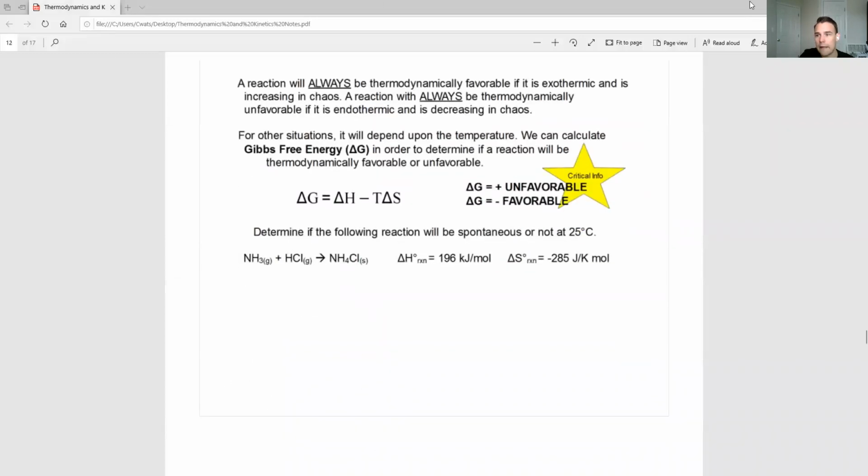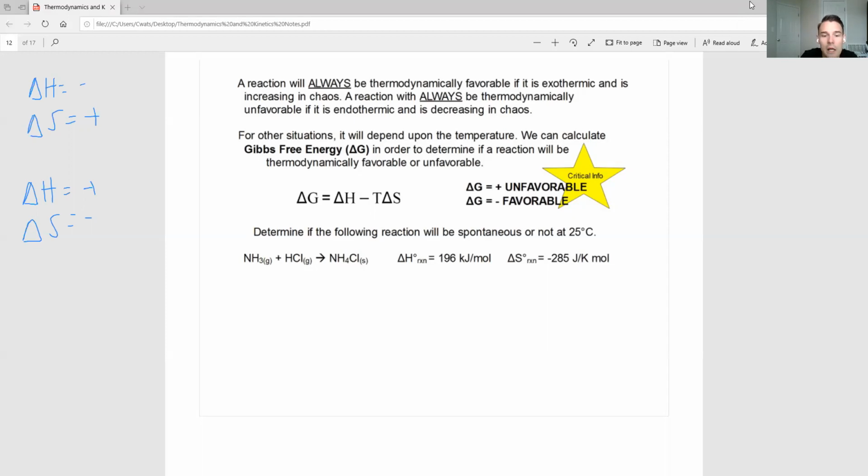Okay, so a reaction will always be thermodynamically favorable if it is exothermic and increasing in chaos. So that means my delta H is negative and my delta S is positive. That will always be favorable. And it will always be unfavorable if my delta H is positive and my delta S is negative. So for other situations, it will depend upon the temperature.